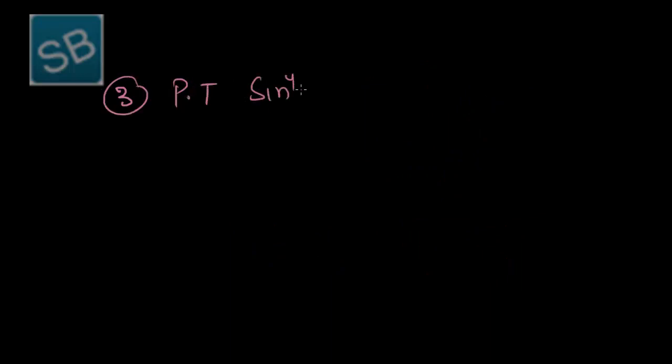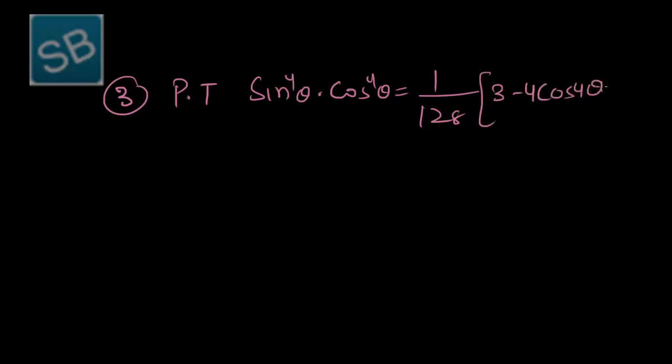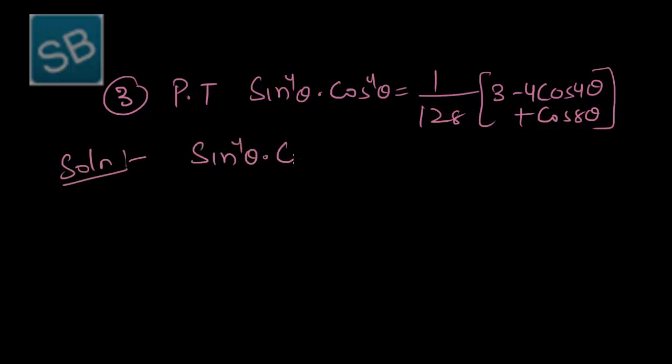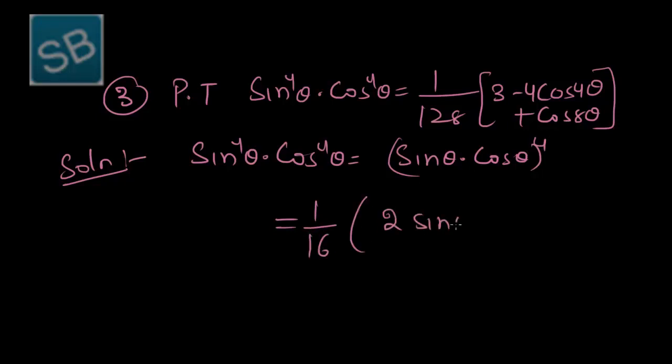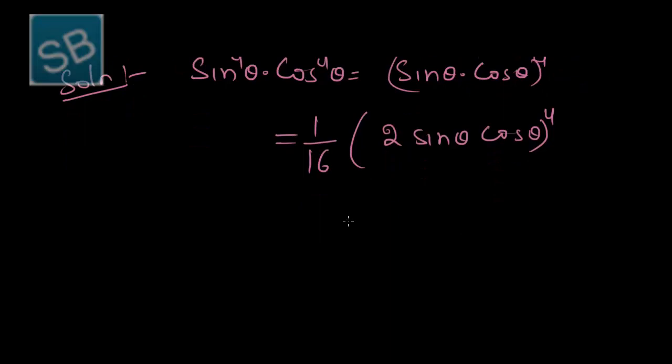prove that sin raised to power 4 theta into cos raised to power 4 theta is equal to 1 over 128 into 3 minus 4 cos 4 theta plus cos 8 theta. So the solution is: sin raised to power 4 theta into cos raised to power 4 theta is equal to sin theta into cos theta, raised to power 4. So we have to change sin theta cos theta, so we multiply by 2. Here 2 raised to power 4 is 16. So we get 2 sin theta cos theta raised to power 4, to use the product form in the form of sum and difference.